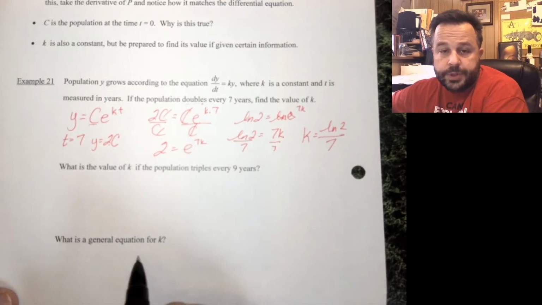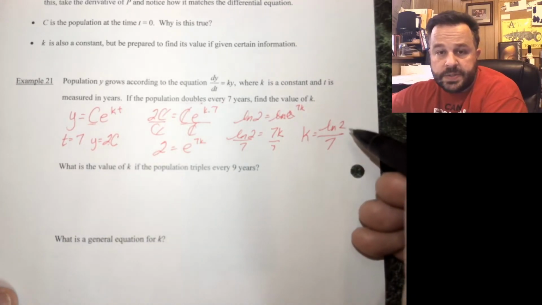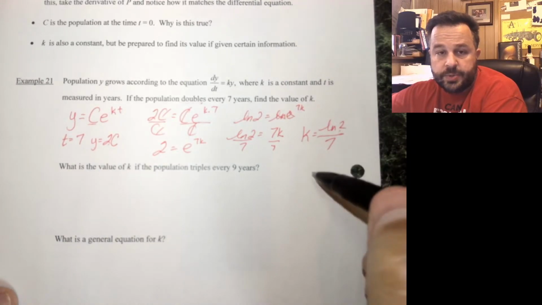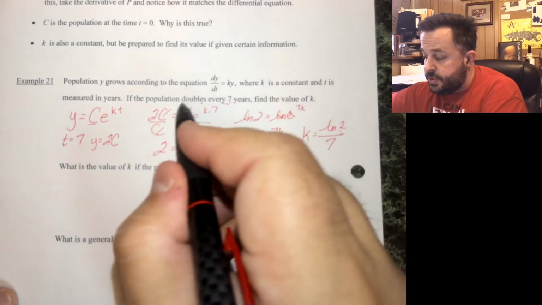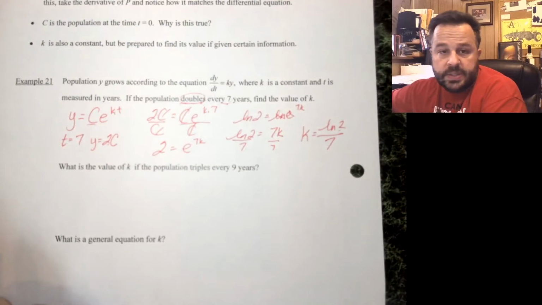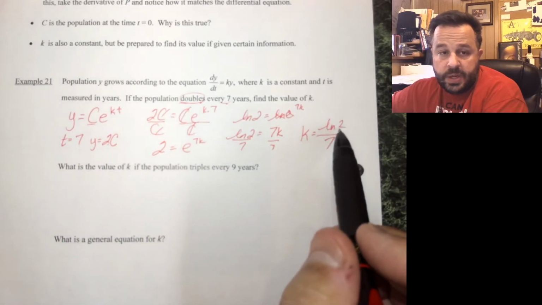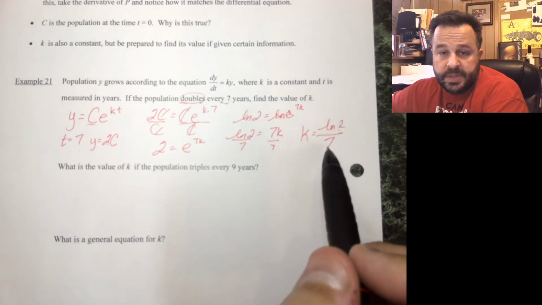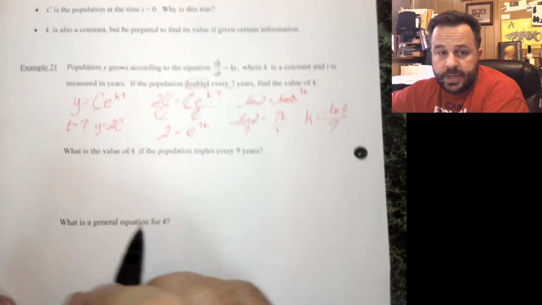Now we are looking for a general equation for k, so I don't want to read too much into it right now, but we can take a look and see where these numbers, 2 and 7, show up. Well, the 7 we see here, and the 2 we see right here in the word doubles. So if that is the case, then we should see something similar down here, where maybe it's a 3 because it's tripling, maybe it's a 9 because it happens every 9 years. So let's go ahead and take a look.